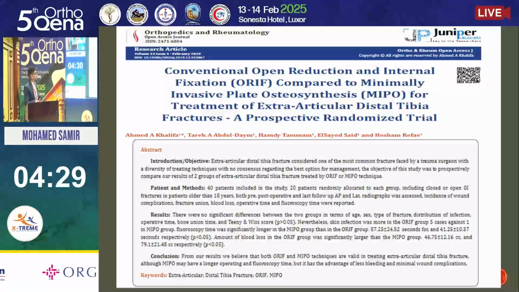In a simple study done in our department comparing conventional open reduction and MIPO on extra-articular tibial fractures, 40 patients, 20 in each group, both ORIF and MIPO techniques are valuable in treatment, and MIPO may have long operating and fluoroscopy time, but it has the advantage of less bleeding and minimal wound complication.